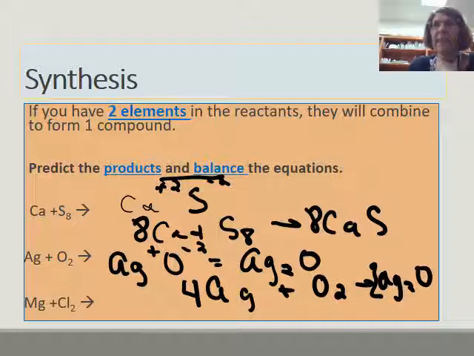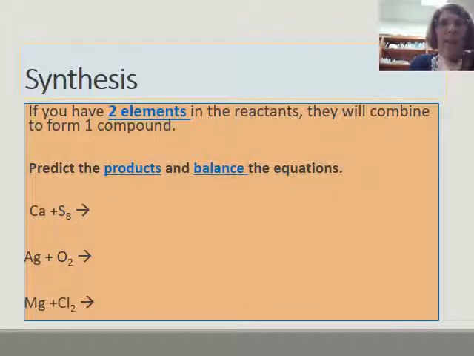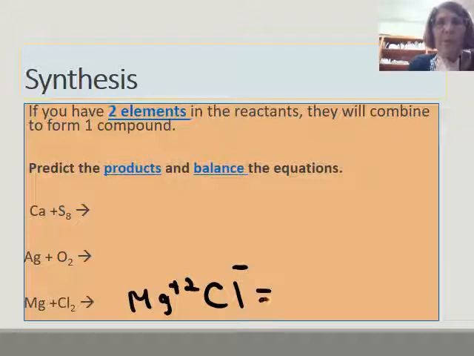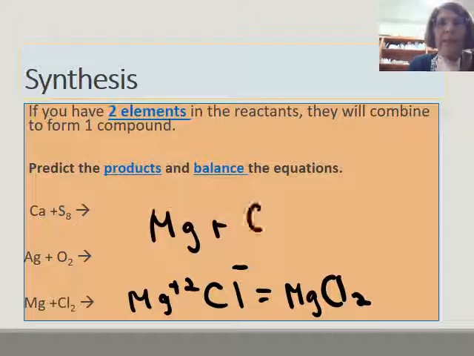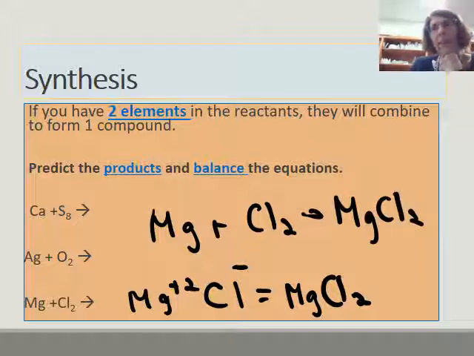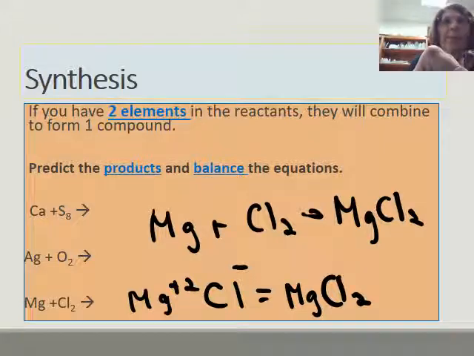All right, I'm going to erase this so I can make room for the next thing. So we have magnesium with a +2, and then chlorine -1. We crisscross it and it becomes MgCl2. So let's go back. We get Mg plus Cl2 makes MgCl2. It looks like we're already balanced. We have 1 magnesium on this side, 1 magnesium on that side, 2 chlorines on both sides. All right, so let's move on.